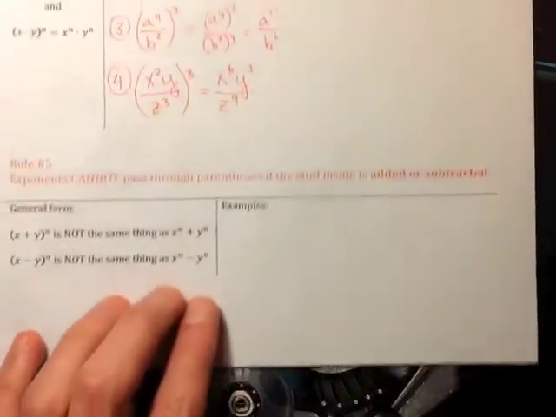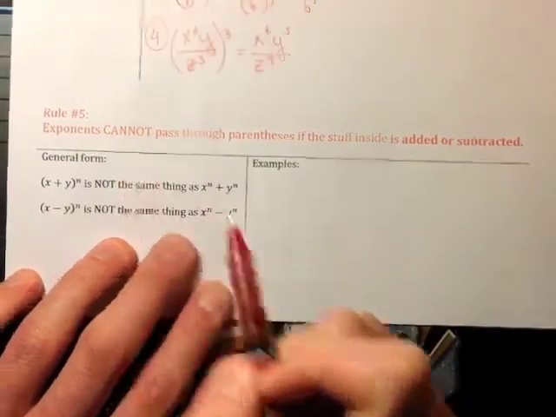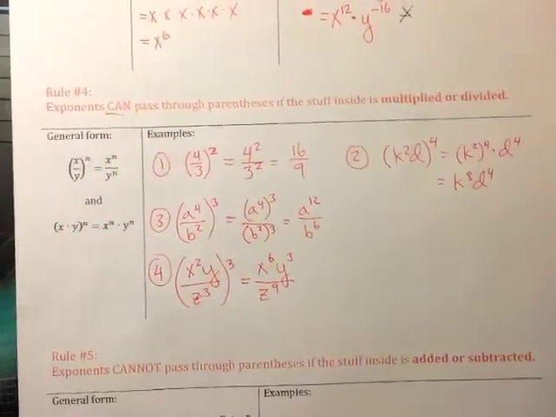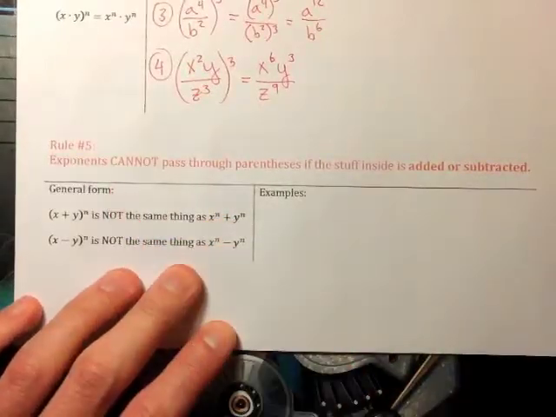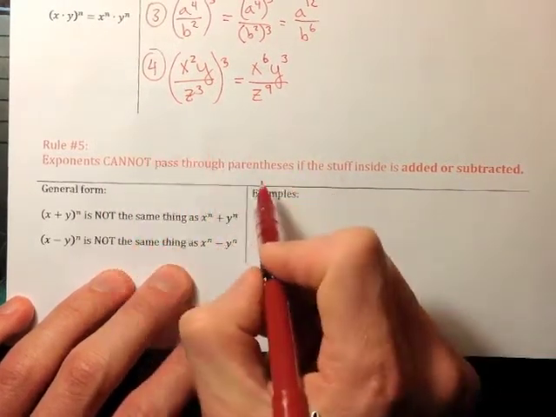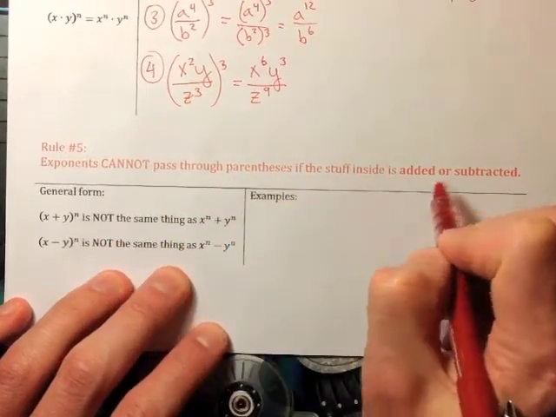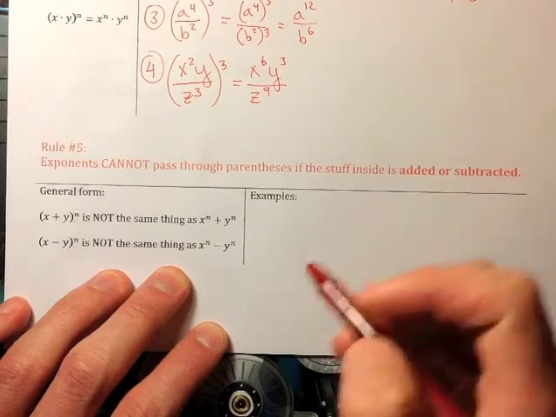Now let's take a look at rule number 5. Rule number 5 tells us what we cannot do. Up here, this is what we can do. This is what we cannot do. What this is saying is that you cannot pass the exponent through the parentheses if stuff inside is added or subtracted. So let me give you an example of that.